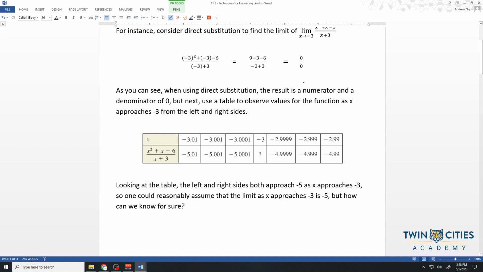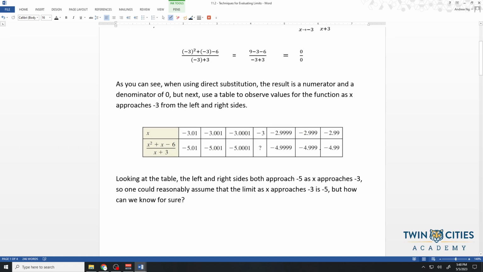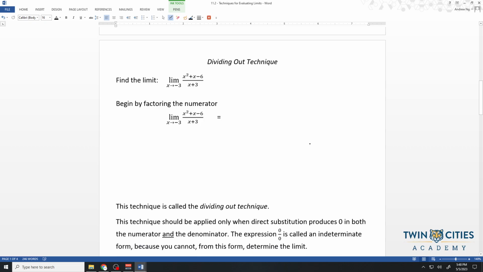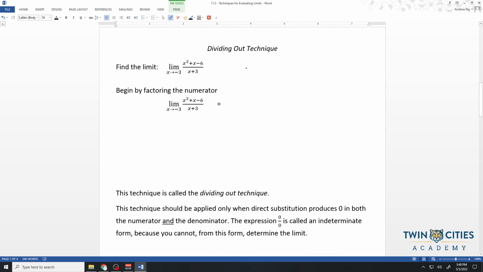But if I take that one part out, if I just take -3 out of there, I see that I'm converging to -5. So as long as the left side and the right side are still converging to the same number, that limit can still exist even if direct substitution fails. So how can we do this algebraically then? There's a technique called the dividing out technique. Let's take a look at that same limit.